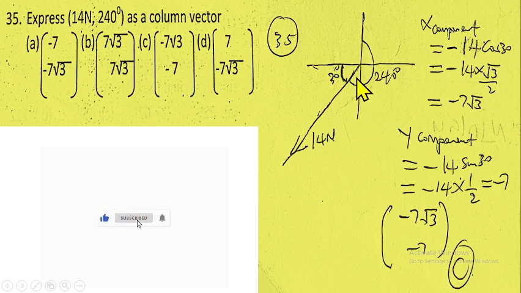Then if you resolve this force along the y-axis as well, you discover that along this y-axis, this side is negative as well. So you're having minus 14 sine 30 because it is along the y component. Sine 30 is half. So minus 14 times half, and that gives us minus 7. Which can be written as a column vector, minus 7 root 3, then minus 7. So option C is the correct option for question number 35.